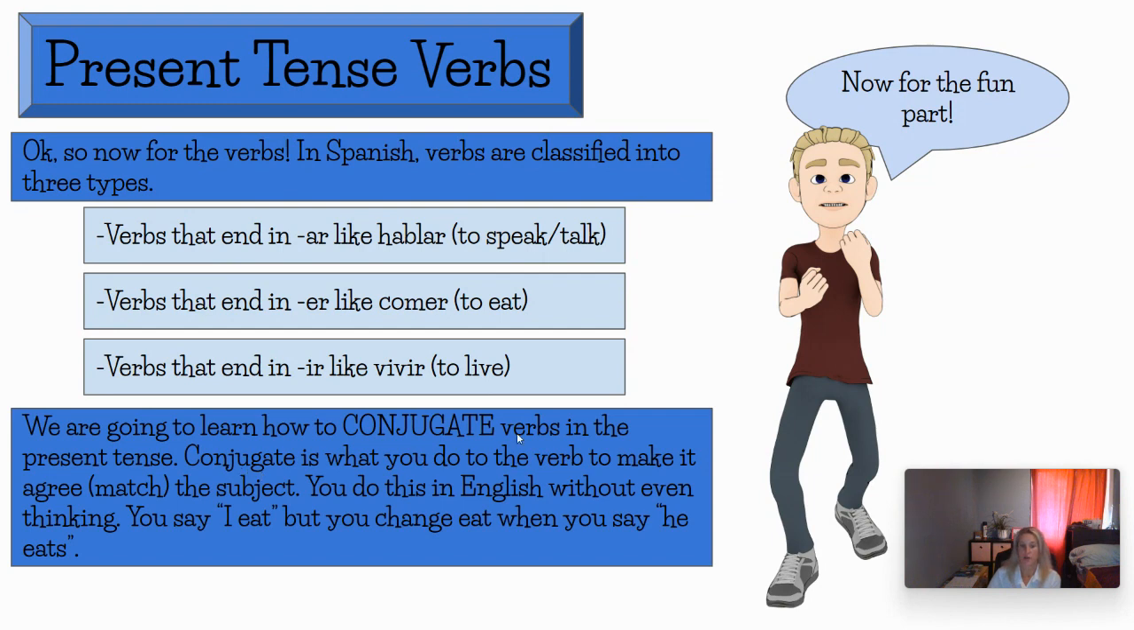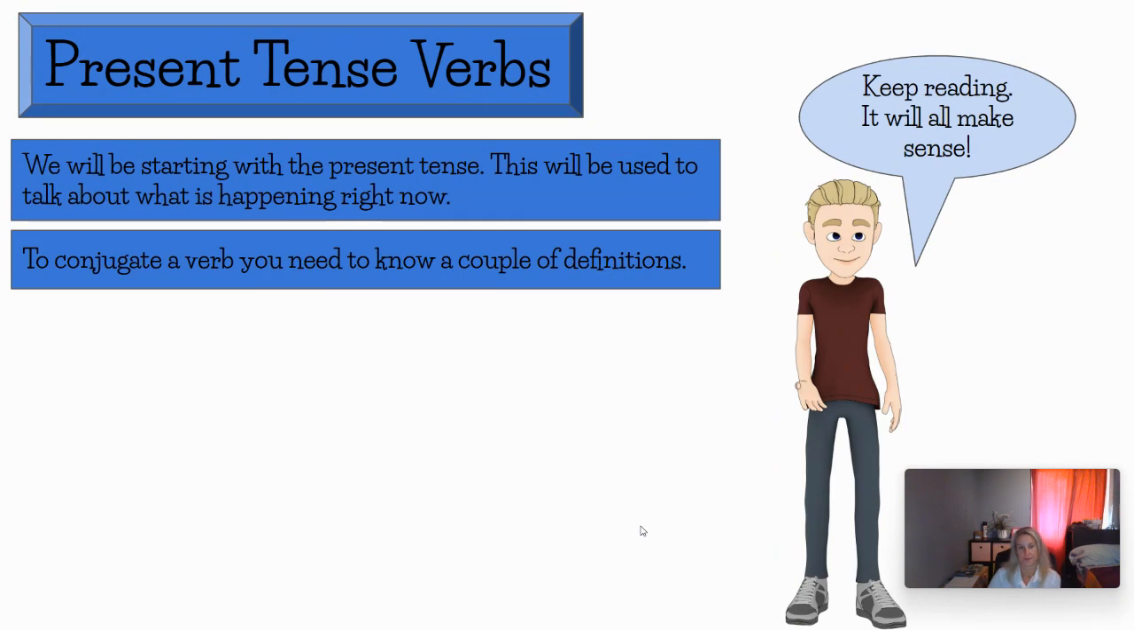We're going to learn how to conjugate verbs in the present tense. Conjugate is what you do to the verb to make it agree or match the subject. You do this in English without even thinking. You say I eat, but you change the eat when you say he eats. So we'll be starting with the present tense. This will be used to talk about what is happening right now.